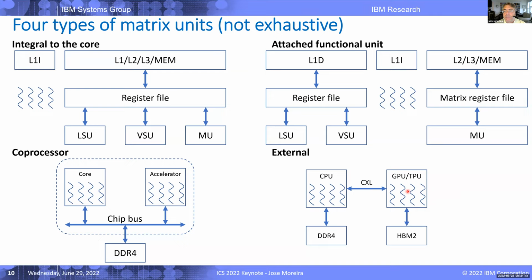They can be in the same address space, or may not be. CXL is just one way to connect. There are many other ways to connect. But it's almost independent. I mean, this is one computer, and this is a different computer. They are doing their own work in their own space, and this GPU or TPU is very specialized with lots of matrix units.